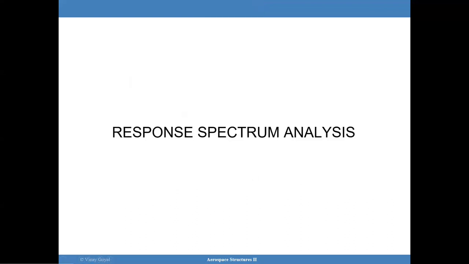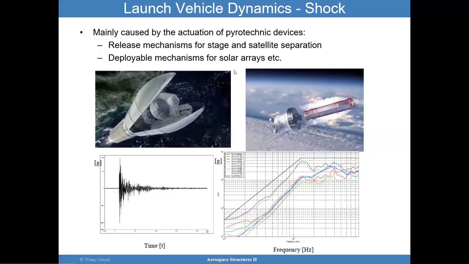Let's go now and discuss response spectrum analysis. So let's discuss shocks. They're mainly caused by the actuation of pyrotechnic devices, release mechanisms for stage and satellite separations, or deployable mechanisms for solar arrays. These can cause these types of shock environments. They're basically short inputs that could cause a significant amount of vibration in the structure that could be quite detrimental.